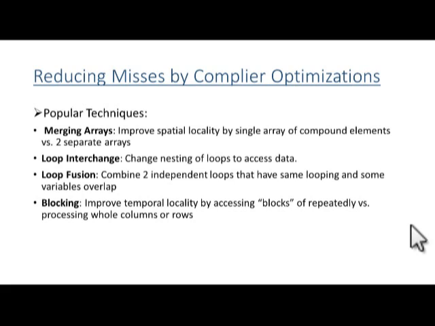Third is the loop fusion technique. In loop fusion, we combine two independent loops that have the same looping and the same variable overlap. Here we are using the same variable overlap, so we are improving the temporal locality. The fourth one is blocking. It improves the temporal locality by accessing blocks repeatedly versus processing the whole column or the rows.